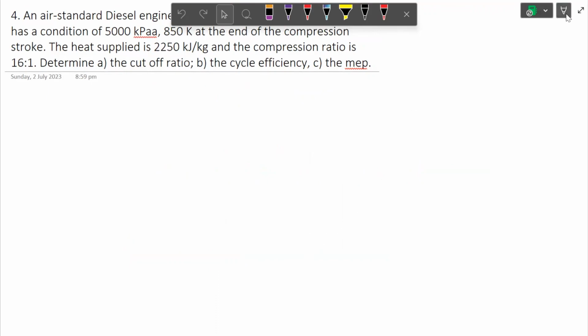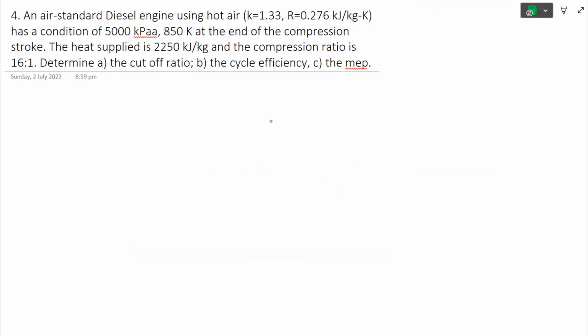For number 4. So an air standard diesel engine using hot air. Binigay na agad yung R. Has a condition of 5,000 kPa, 850 K at the end of the compression. I think this is P2 and T2. P2 is 5,000 kPa. And then T2 is 850 K. Degree K yan, ha? And then the heat supplied is QA, nagbigay agad siya, 2250 kilojoule per kilogram.